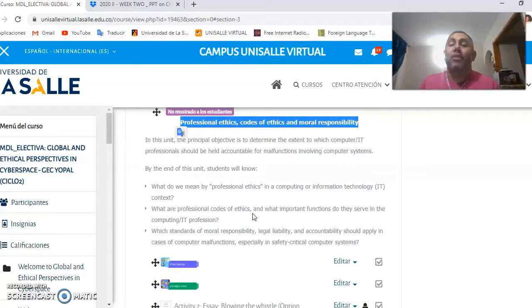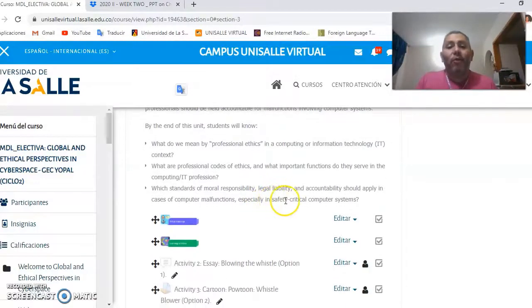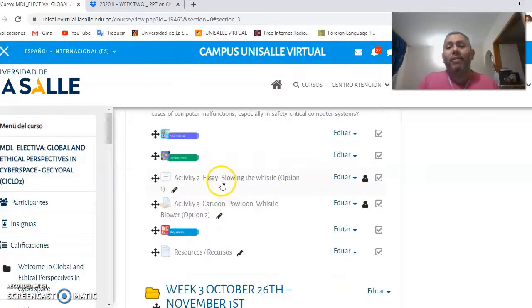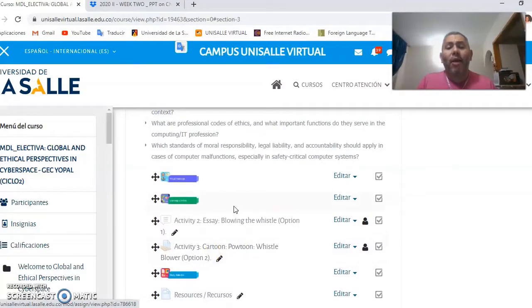And based on that, you will have to choose two activities. Either you do a Prezi presentation about our topics, or based on the materials, you do an essay, a three-paragraph essay. Okay, let me share with you what we have. So we have activity two, the essay, activity three, the cartoon, and we'll talk about that later on. Right now, what I want to share with you is the resources, or the recursos in Spanish.